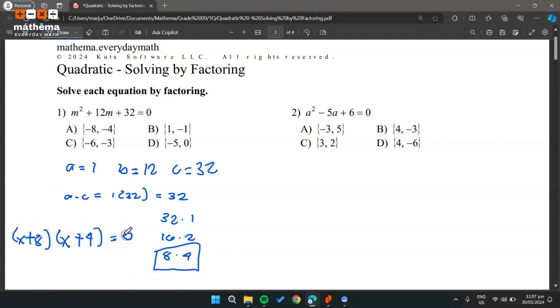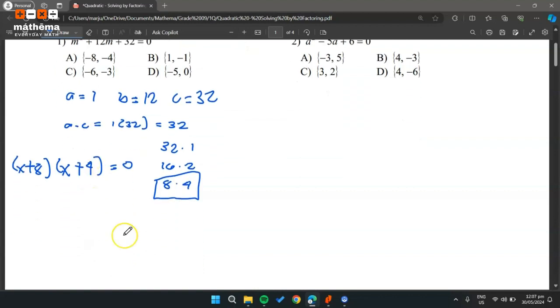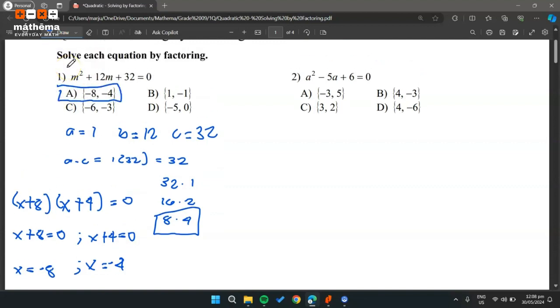This is 0. And to solve for x, we do x plus 8 equals 0, and the other one, x plus 4 equals 0. So x is negative 4, and the other one is x equals negative 8. And that happens to be letter A in our choices. That's number 1. Let's have number 2.